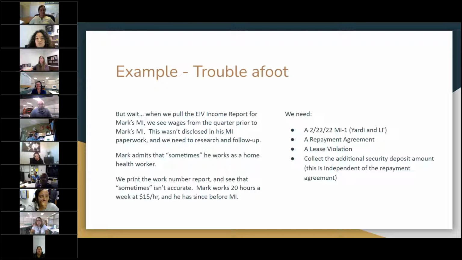And we need to create a move-in correction. This goes back to prior to move-in. So we have a 222. Oh, sorry, that's a typo. It should say 22 move-in 1.